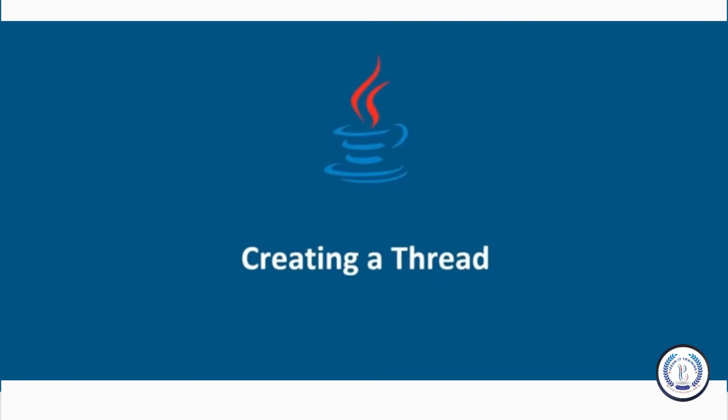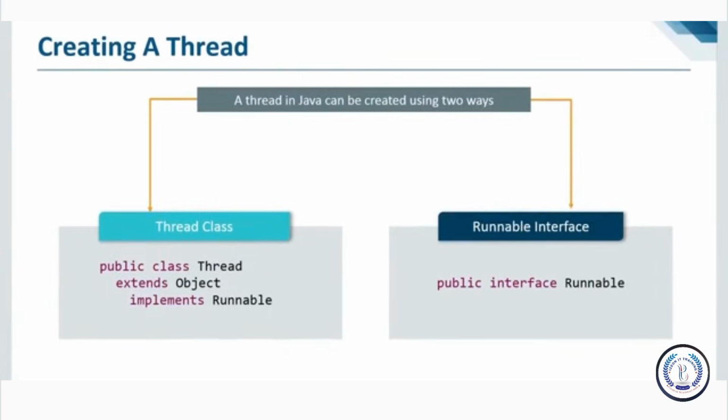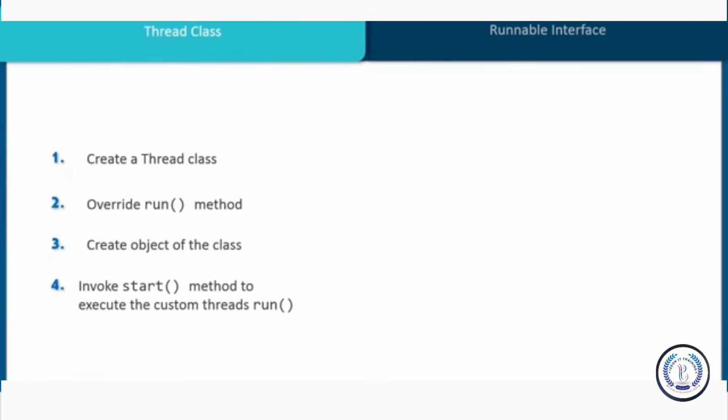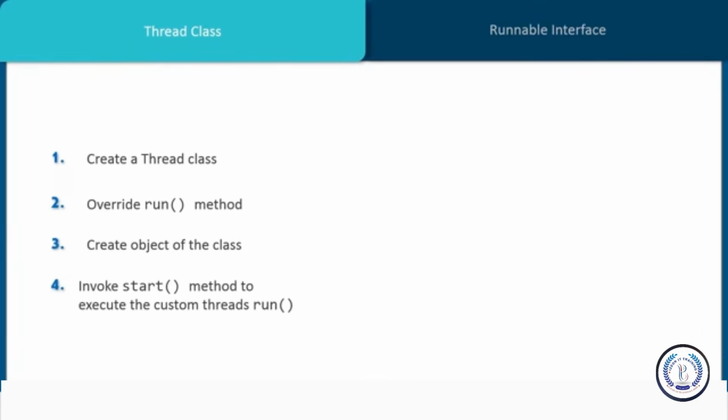So creating a thread is like what now? We have two different ways by which we can create the thread. Either we extend from the Thread class or we can implement the Runnable interface, right? So having a Thread class, we'll just say extends Thread. Any class name extends Thread. You override the run method, you create the object of your thread class, and we invoke the start method, which will internally execute the run method.